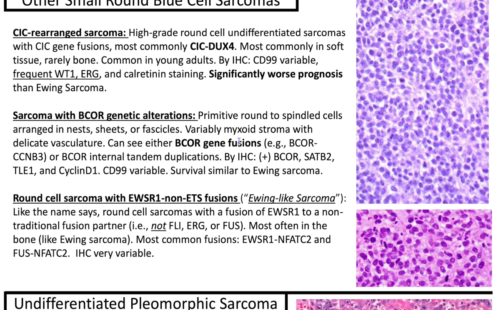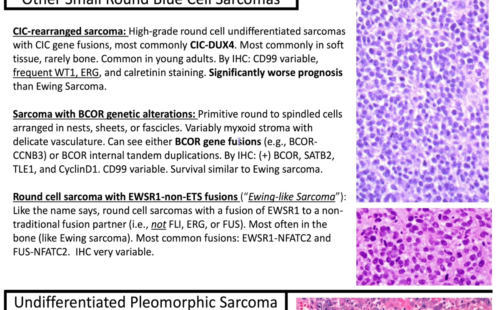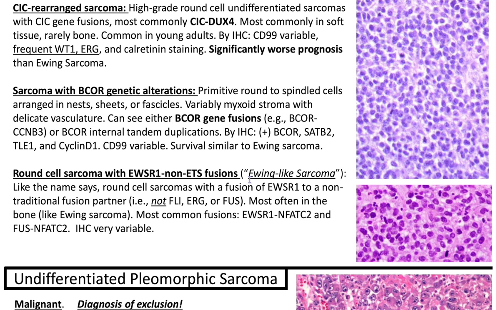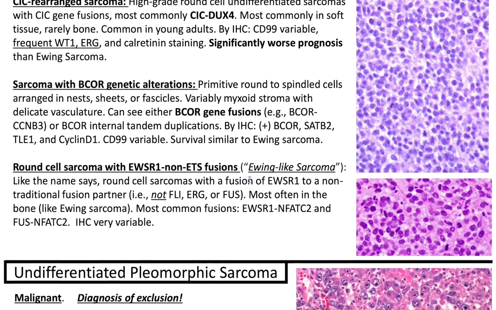Sarcoma with BCOR genetic alterations. This is also your small round blue cell tumor. And you'll have BCOR gene fusion or BCOR internal tandem duplications. IHC will be positive for BCOR, SATB2, TLE1, and cyclin D1. And survival is similar to Ewing's. And then you can have your round cell sarcoma with EWSR1 non-ETS fusions, Ewing-like sarcoma.